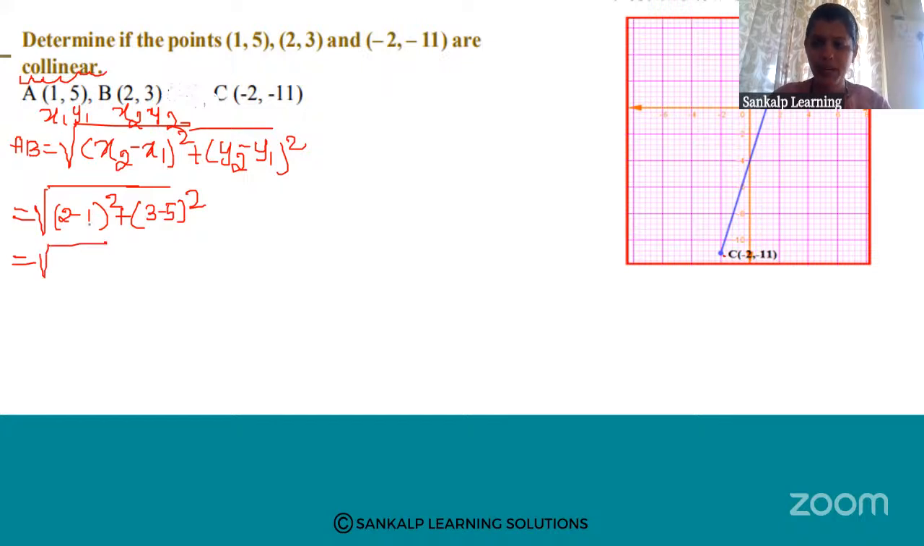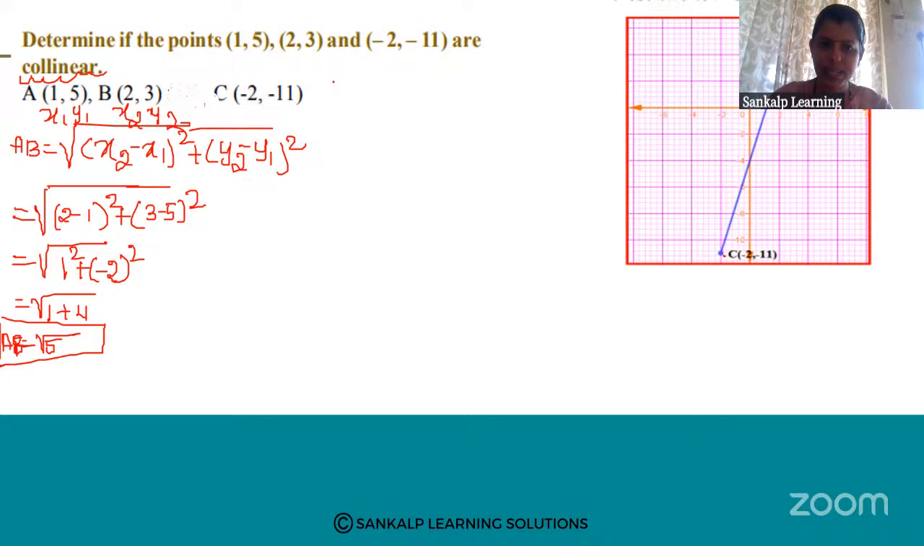2 minus 1 that is 1 square, plus 3 minus 5 that is minus 2 whole square. So 1 square is 1 and minus 2 square is 4. So 1 plus 4 is 5. That means AB value is root 5. Okay, so this is very important. AB value is root 5.